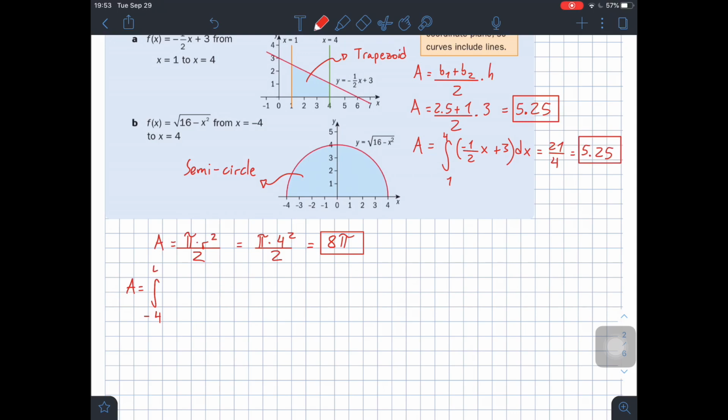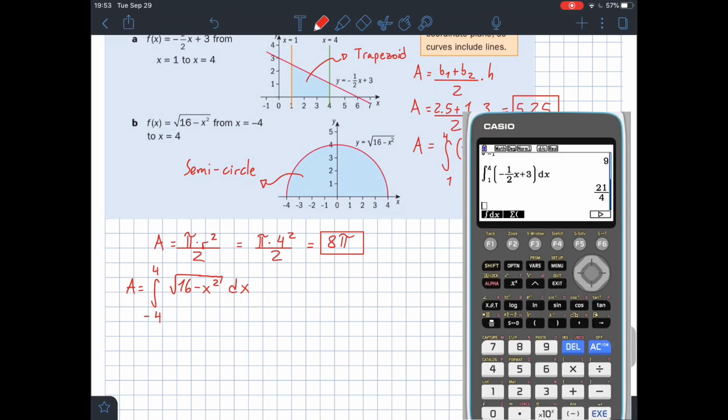So from negative 4 to 4 of the function, which is the square root of 16 minus x squared, we integrate this with respect to x. Okay, so we go back to the calculator, and now we're going to find the integral of the square root of 16 minus x squared, right? And we want to integrate this from negative 4 to 4 according to our problem.